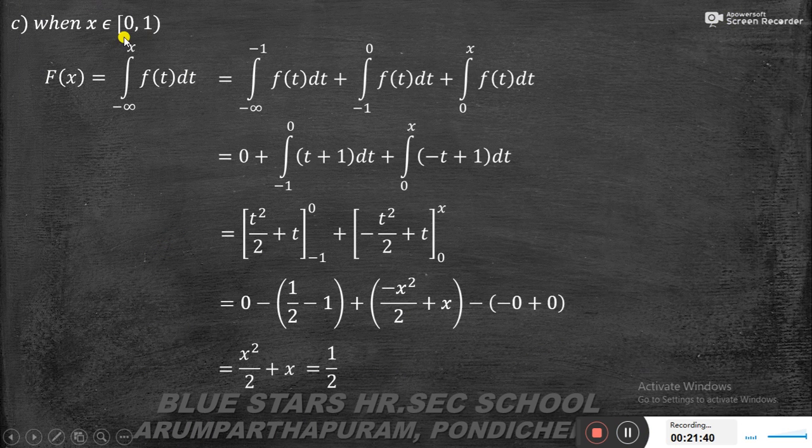Next I take the interval x belongs to 0 to 1. F of x we write as the integral from minus infinity to x. This is the formula: capital F of x equals integral minus infinity to x f of t dt, which equals the integral minus infinity to minus 1 plus minus 1 to 0, because the limits are minus 1 to 0 and 0 to 1, so minus infinity to x means minus infinity to minus 1 plus minus 1 to 0 plus 0 to x.